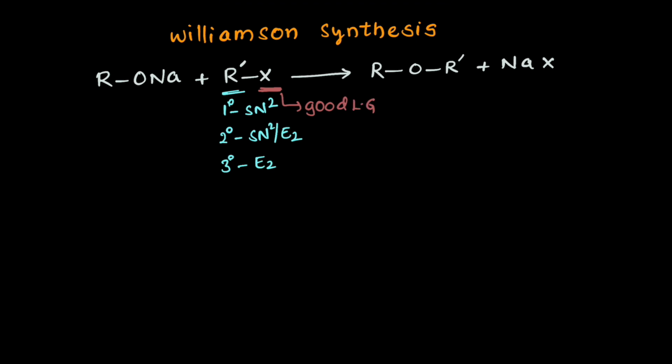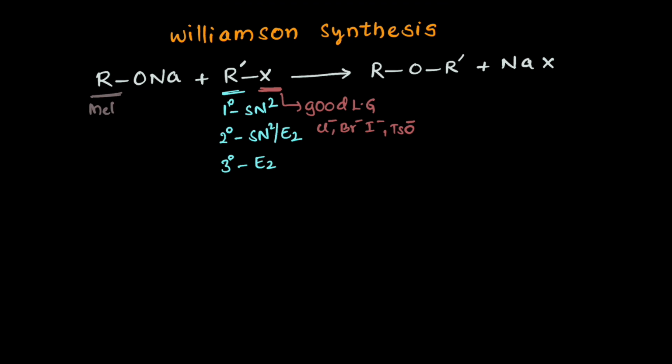Next, a good leaving group is required. What are the good leaving groups? Halides, that is chloride, bromide, iodide, and the tosylate ion. TsO minus, the tosylate ion, is para-toluene sulfonate. Now, these are good leaving groups.